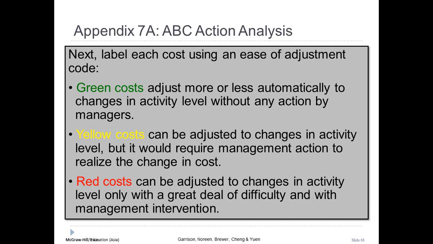Red costs can be adjusted to changes in activity level only with a great deal of difficulty and with management intervention. So for example, a factory building lease would be a red cost because it would be very difficult and expensive to break the lease.